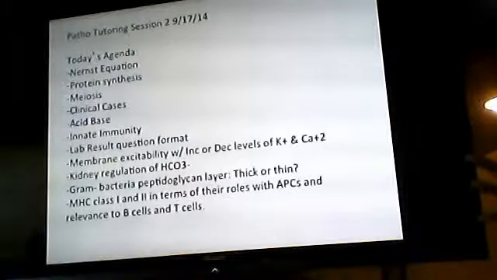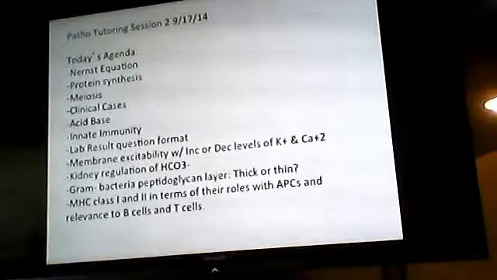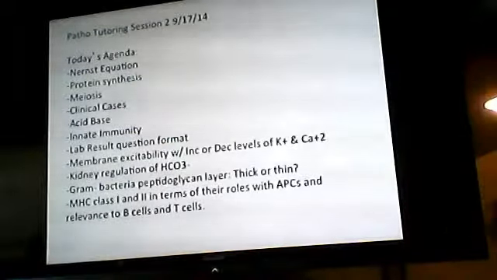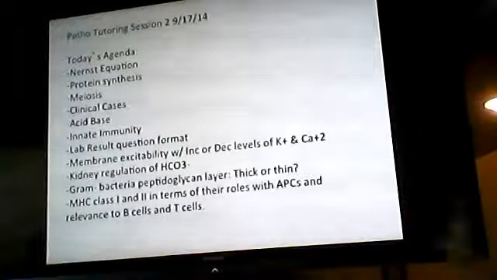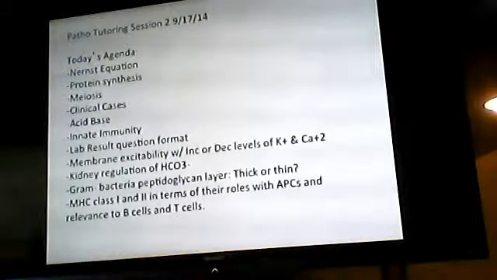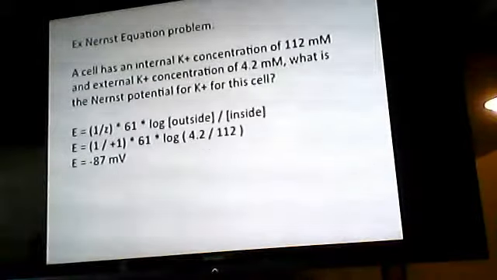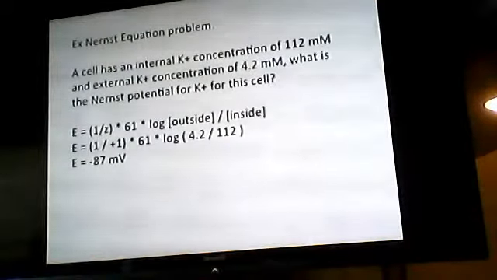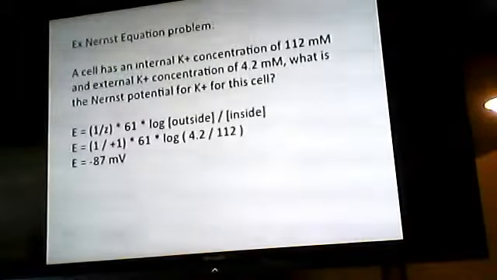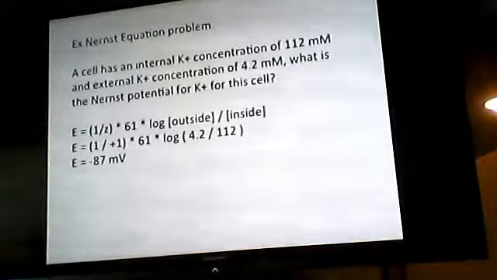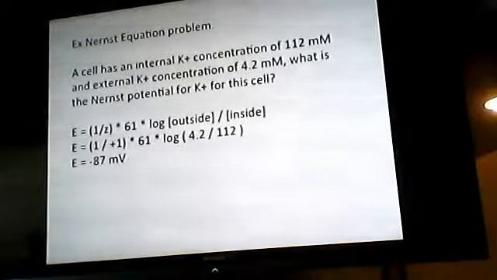We'll talk a little bit about all of the clinical lab values, go over just a couple other points about bacteria, and get into the nitty-gritty of immunity and stuff like that. So first off, for the Nernst equation, I showed this last week, but just have that equation on your cheat sheet, and it's literally going to be a plug and chug, so make sure to bring your calculators.